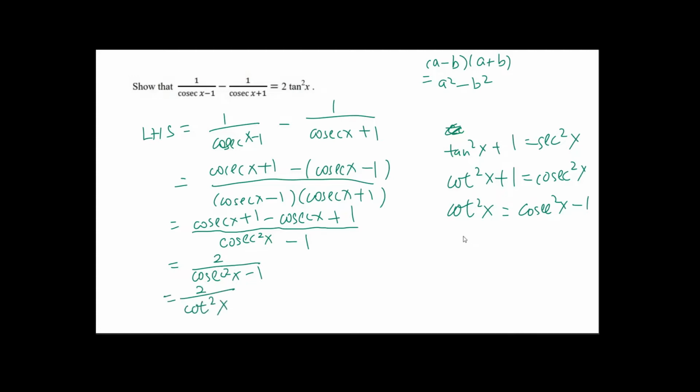Next, we know that 1 over tangent x is equal to cotangent x. Similarly, 1 over cotangent x will also be equal to tangent x. So therefore, this is basically equal to 2 tangent squared x, which is what we need to prove on the right hand side. So we have proved it.